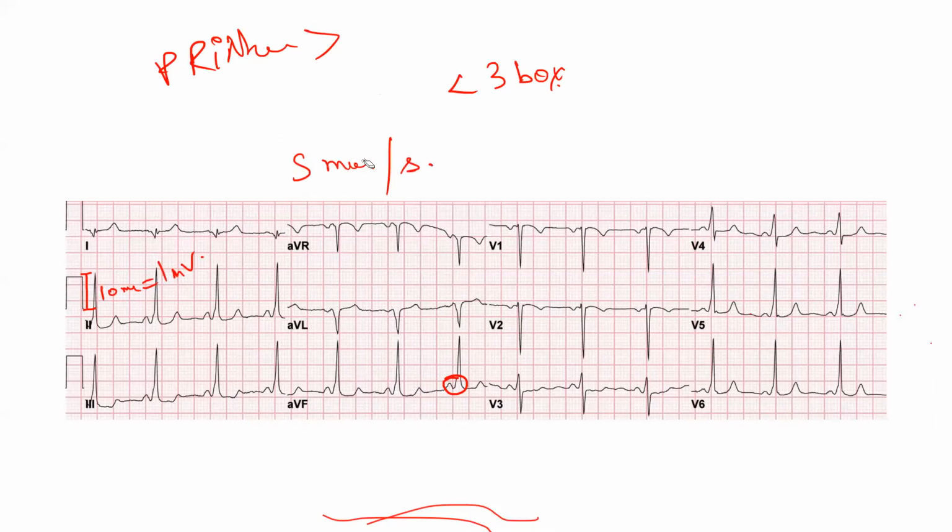If you take the standardization to 50 millimeters per second, what happens? You get standardization like this. If you reduce the speed to 12.5 millimeters per second, you get it like this.